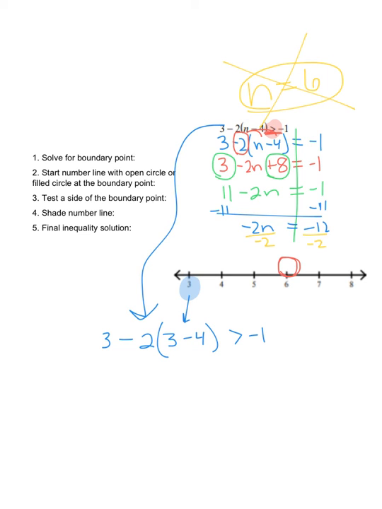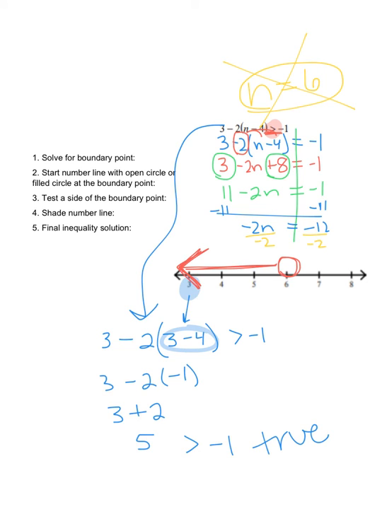PEMDAS, inside the parentheses, 3 minus 4 is negative 1, multiplied by negative 2 would be positive 2, and then plus the 3 would make 5. And we're wondering, is 5 greater than negative 1? That is true. 5 is greater than negative 1. So our number line should be marked and shaded towards the 3. If we had gotten a false, then we would know that the number line should have instead been shaded the other direction.